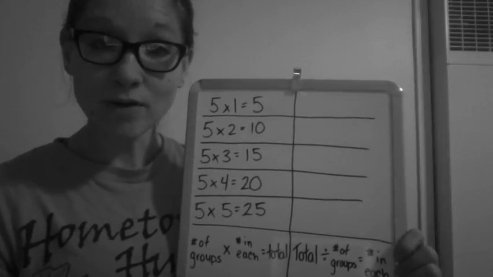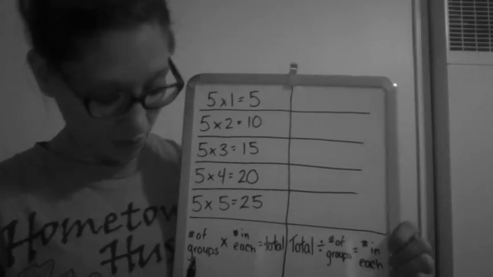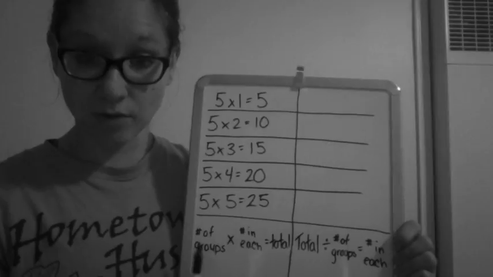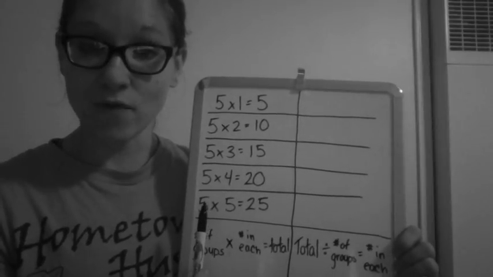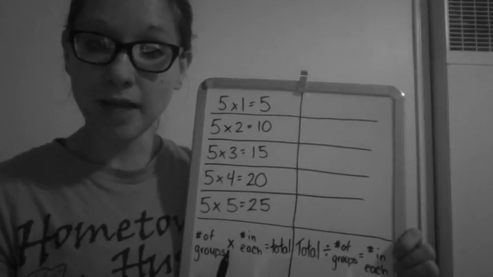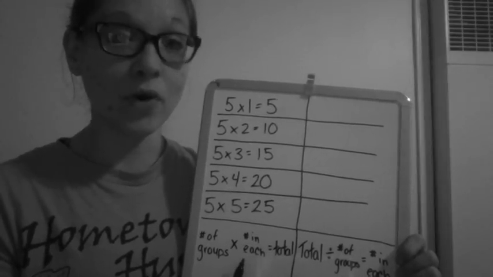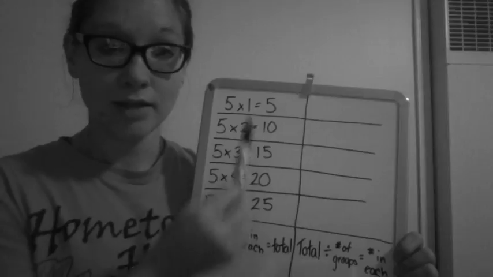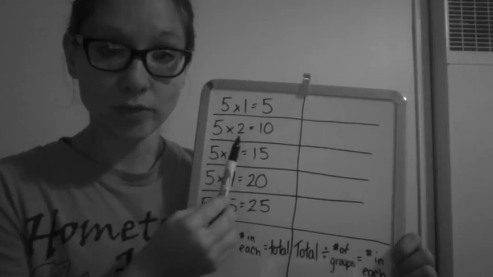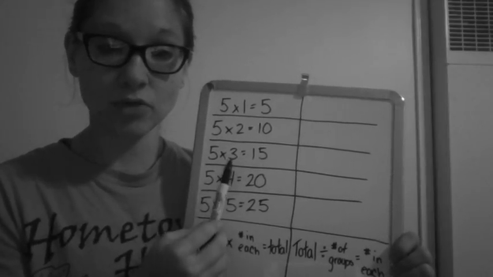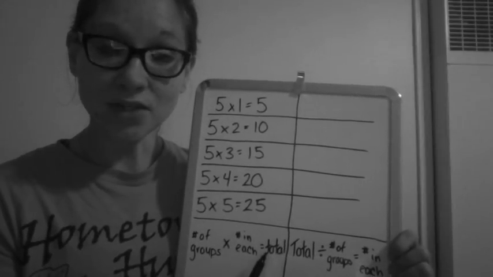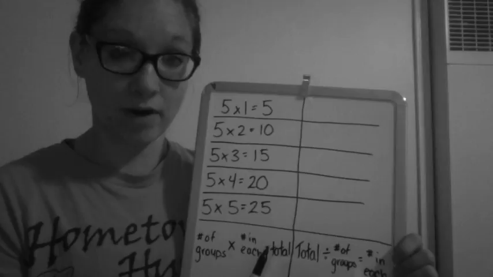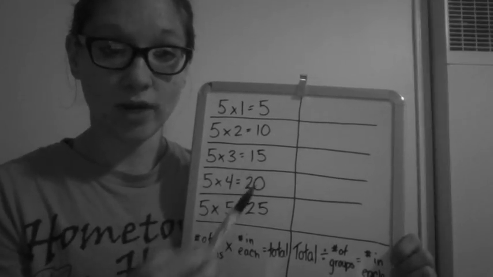Now remember, when we are writing out our multiplication sentences, our first factor is always the number of groups. How many groups we have. In this case, we have 5 groups. Now we're multiplying that by how many we want to put inside each group. Here I put 1 in this group, 2 in this group, 3 in this group, 4 in this group, 5 in this group. And then our product is always our total number. 5, 10, 15, 20, 25.